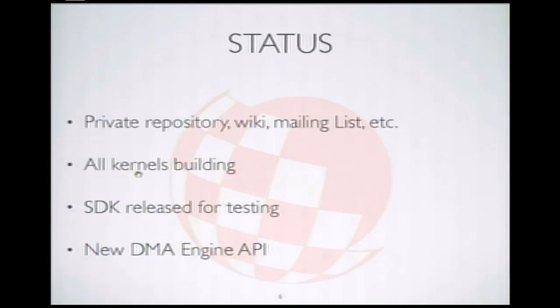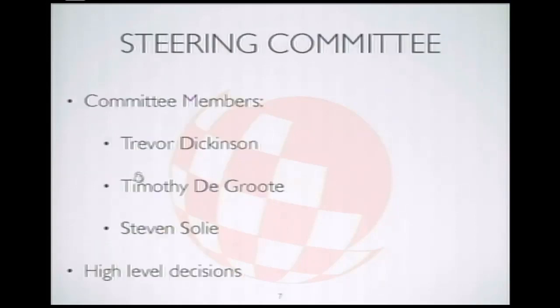Now, okay, so that's what it is. So what's the status? Well, the private repository, the wiki's set up, the mailing list is running, all kernels are building for all targets. SDK is released, kernels are released, new DMA engine API. That's something brand new that we had help with. Jamie Kruger helped us with that and implemented it, and it's going to hit beta testing probably first week of November, I hope. That's our schedule, so we'll see how that goes.